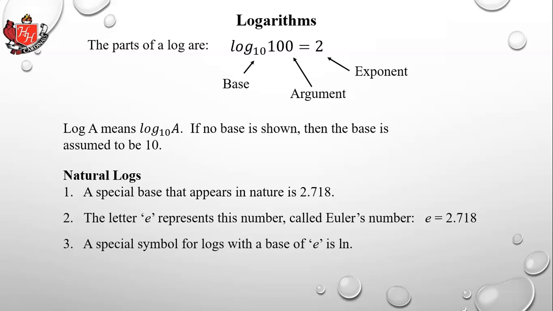A special symbol for logs with a base of e is ln, natural log. So the log of base e of x is the same as saying natural log of x. So you don't need to write log base e, you just write ln, which is natural log of x.